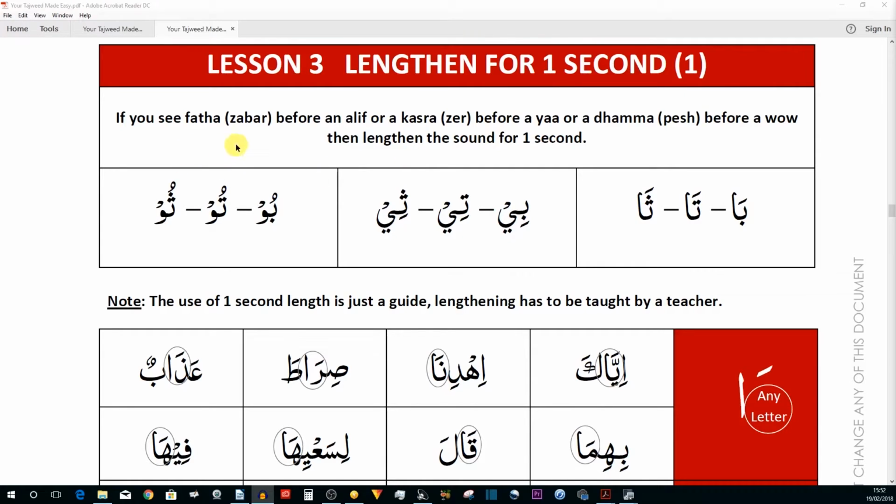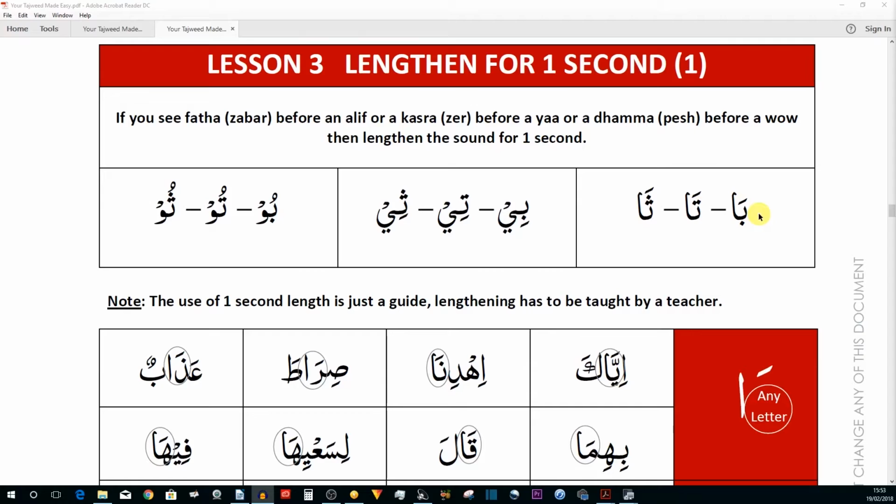If you see a fatha before an alif, or a kasra before a ya, or a dhamma before a waw, then lengthen the sound for 1 second, or like we said, we're counting beats, that's 2 beats or 1 second. Now let's take the first example, which is ba fatha with an alif. So ba fatha is ba. We call this level 1, a short vowel. 1 beat, short sound, and you stop. Ba fatha alif, you double the length, you go baa for 1 second.